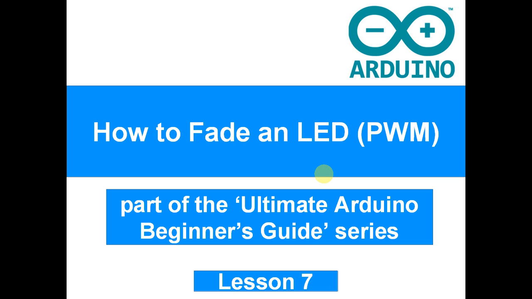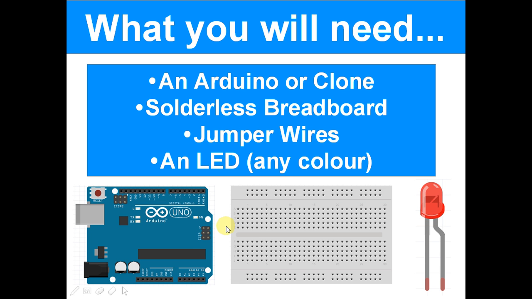Today we are going to be fading an LED using pulse width modulation, PWM. This is lesson 7 in the Ultimate Arduino Beginner's Guide series. It's quite complicated today, so you need to be paying full attention to the video to understand it. Right, let's move on. You will need today an Arduino or clone, solderless breadboard, jumper wires and an LED of any colour.